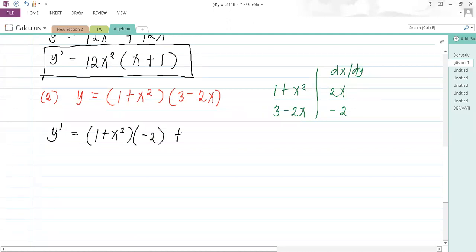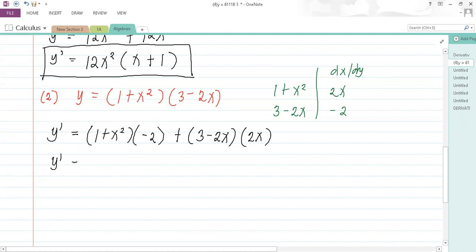So plus the second term. Ano yung second term natin? Ito. So you just have to copy 3 minus 2x. Times the derivative of the first term. So derivative ng 1 plus x squared, that is equal to 2x. Okay? So yan yung solution natin.